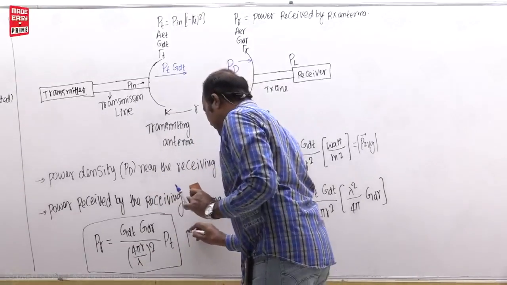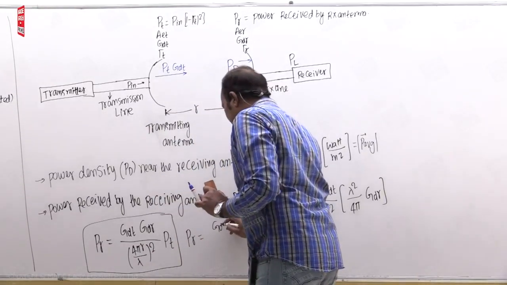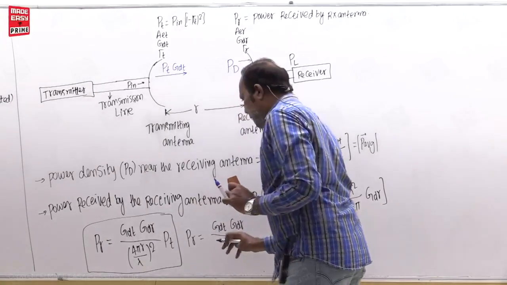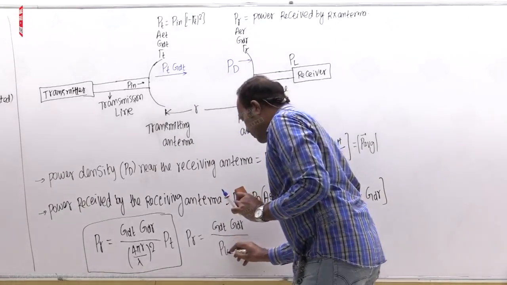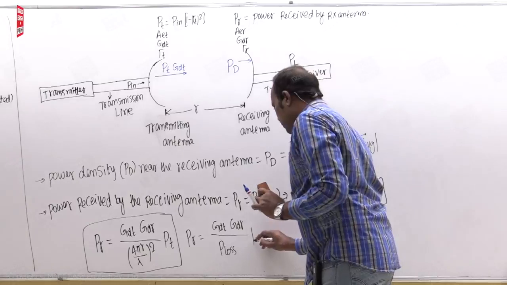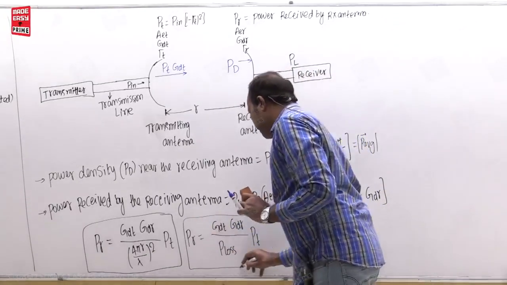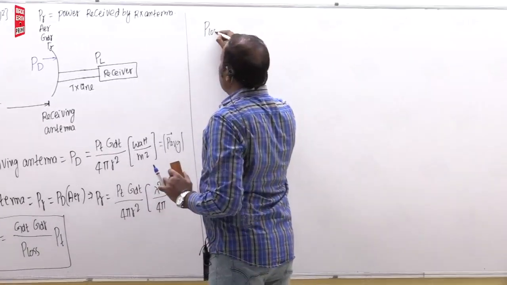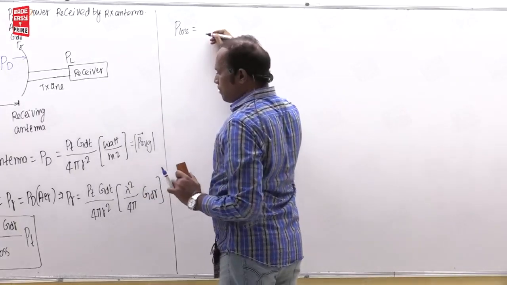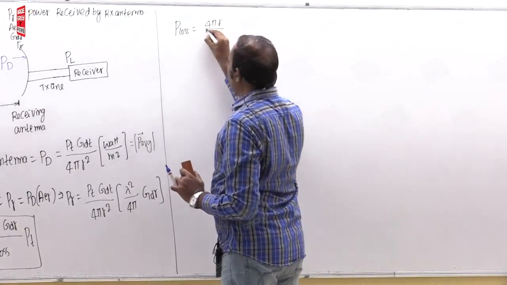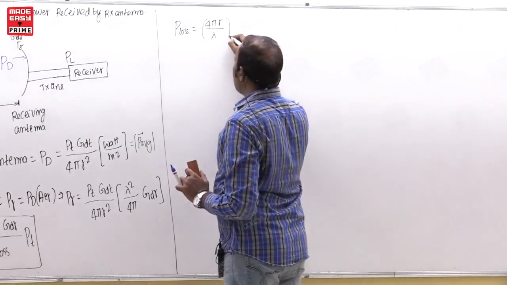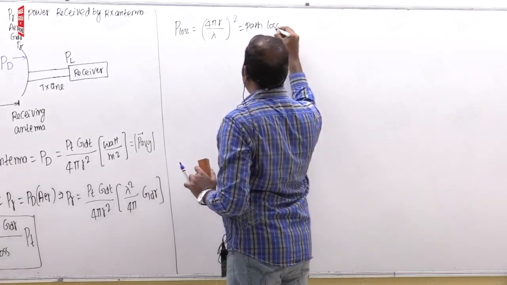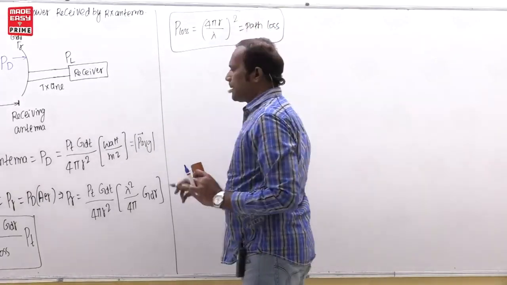So that is PR is equal to GDT GDR divided by path loss into PT. Now, path loss, that is (4 pi r by lambda) whole square, no unit, distance by distance. That is called path loss, dear students.